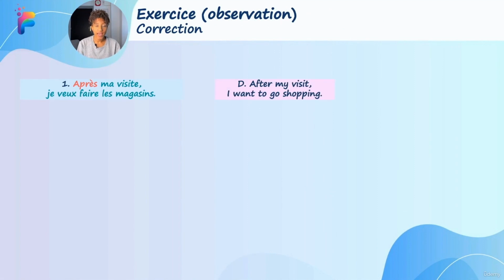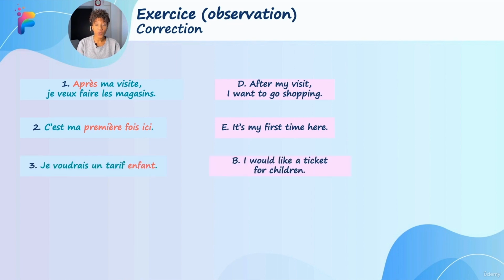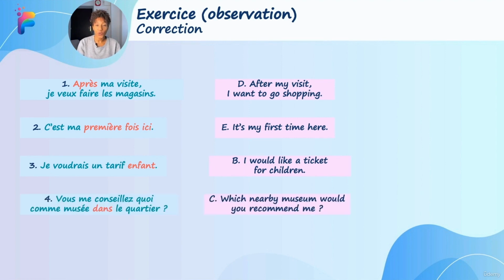Correction. Numéro 1. Après ma visite, je veux faire les magasins. The right answer was after my visit, I want to go shopping. C'est ma première fois ici. It's my first time here. Numéro 3. Je voudrais un tarif enfant. I would like a ticket for children. Numéro 4. Vous me conseillez quoi comme musée dans le quartier? Which nearby museum would you recommend? Numéro 5. Bon séjour. Have a good stay.